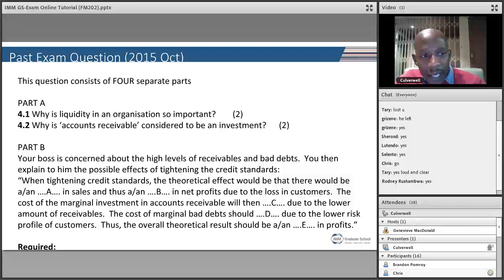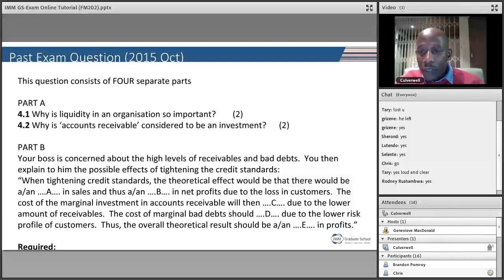So I'll read the scenario one more time, and then you'll be able to respond to A, B, C, up until E. Your boss is concerned about the high levels of receivables and bad debts. You then explain to him the possible effects of tightening the credit standards. So when tightening credit standards, the theoretical effect will be that there would be a dash in sales, and a dash in net profits due to loss in customers. The cost of the marginal investment in accounts receivables will then dash due to the lower amounts of receivables. The cost of marginal bad debts should dash due to the lower risk profile of customers. Thus, the overall theoretical result should be a dash in profits.